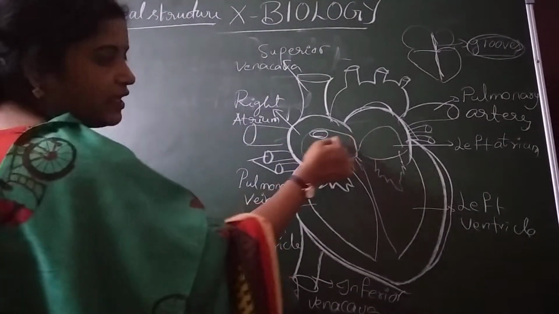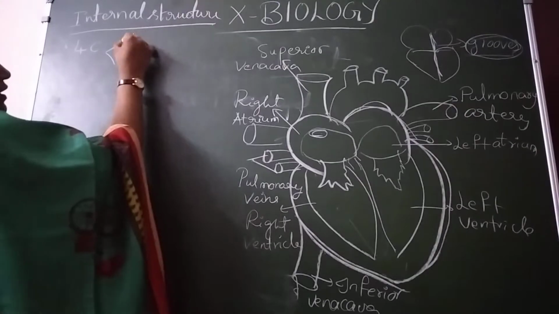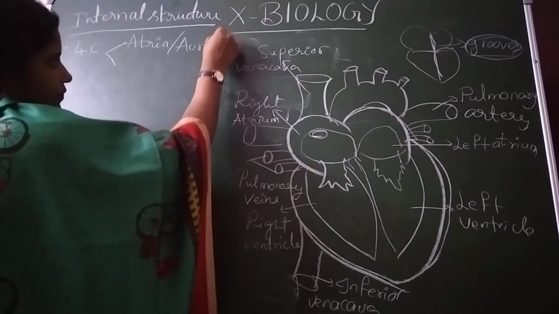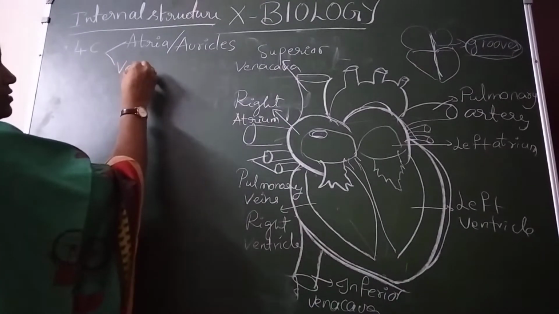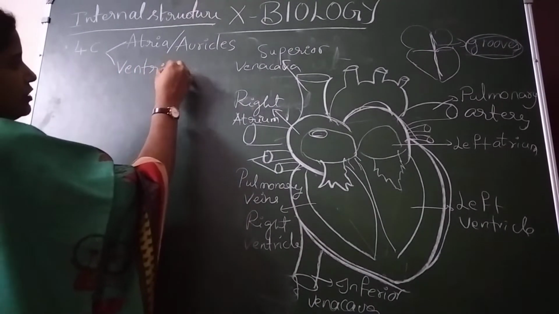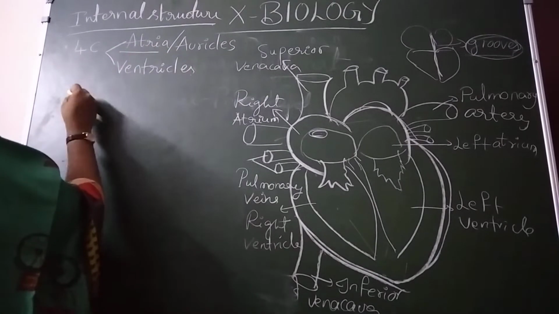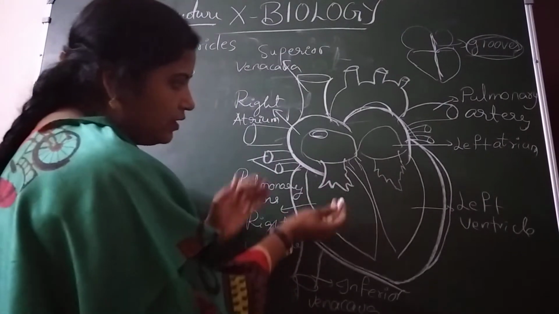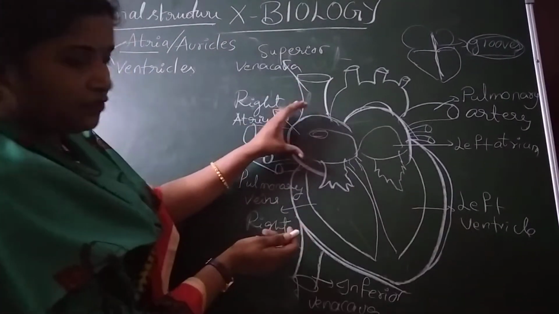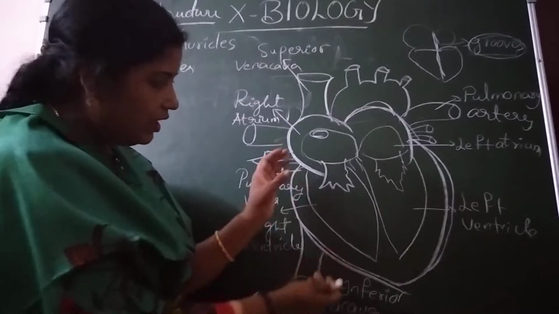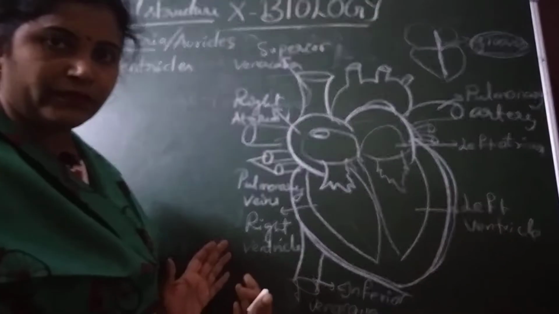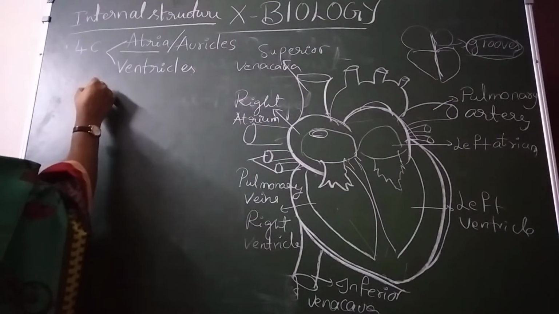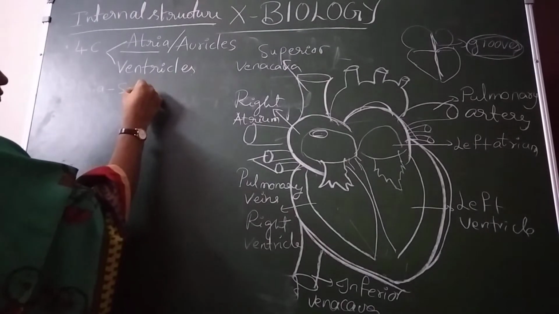So the upper, smaller ones are the atria. Atria also have another name, that is auricles. Then the ventricles, larger ventricles. Smaller atria, small in size. See, you are able to compare the upper ones and the lower ones. The upper ones are small. When compared to the lower ones, they have larger chambers. Okay? So the atria are smaller.